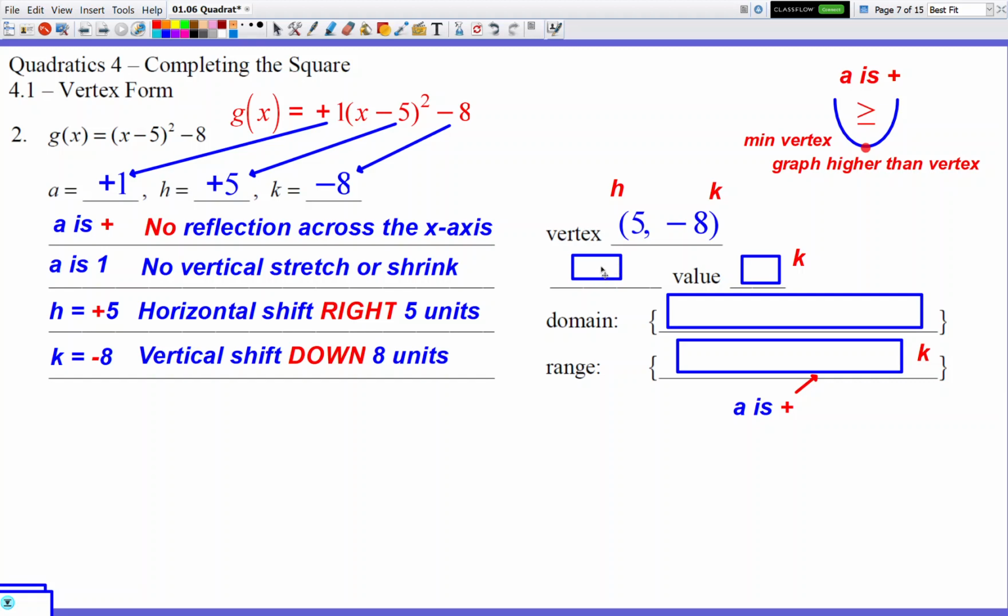Okay. Next one, remember the options. You're either going to choose maximum or minimum. Okay, so this time your A value is positive, which means you didn't reflect. So remember what I said? The parabola in its natural state is going to be facing up. It's going to be like the letter U. So if it's like the letter U, it's pointing up. Yeah, and since we didn't reflect, the U stays a U. It doesn't turn into an upside down U.